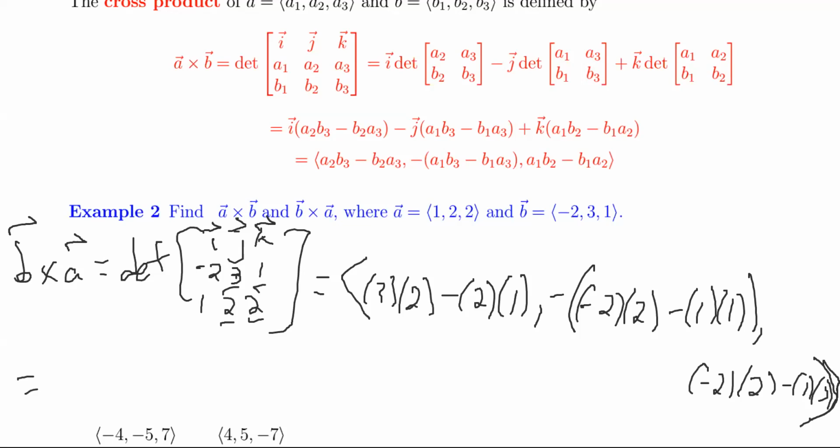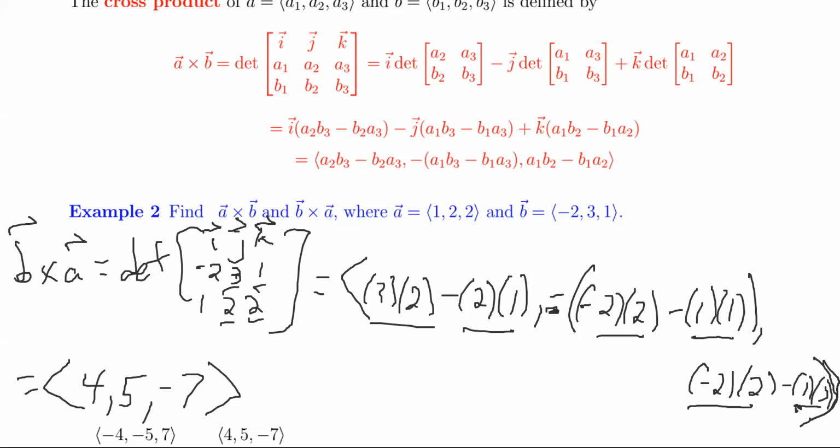And we get first is 6 minus 2, which is positive 4. And then we get negative 4 minus 1 is negative 5, but we take the negative of that, so that is a positive 5. And then in the third coordinate, we have negative 4 minus a 1 times a 3 here. So negative 4 minus 3 is negative 7. And so we get the vector 4, 5, negative 7.